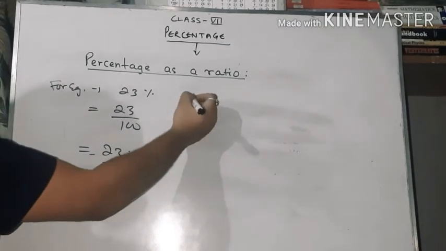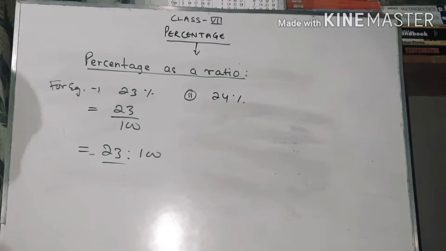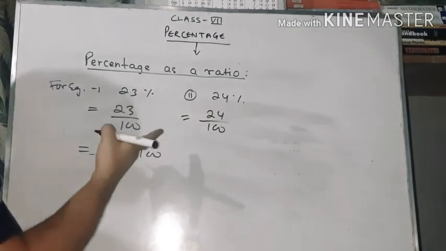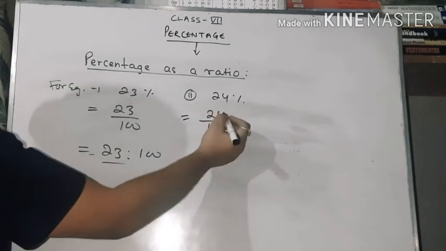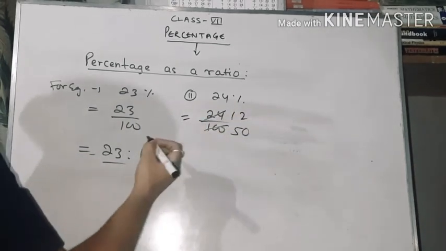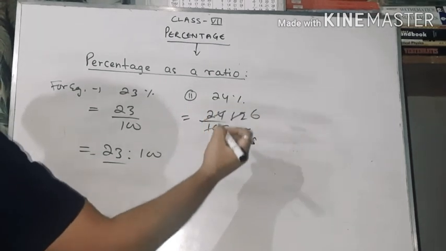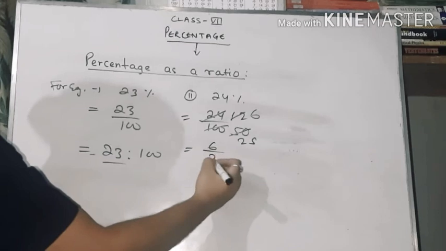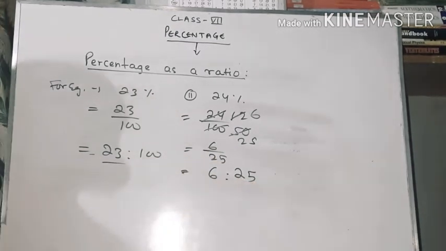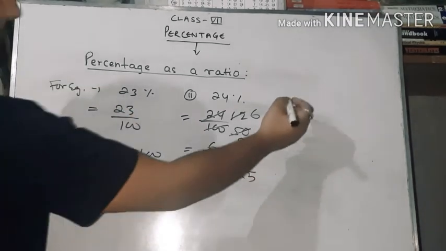Suppose, let's say, 24%. Then it means it is 24 out of 100. Here I can reduce it to the simplest form. So what can I write? 2 1s are 2, 2 2s are 4, 2 5s are 10, 0; 2 6s are 12, 2 2s are 4, 2 5s are 10, right? After that it won't go. 6 by 25, or we can write it as 6 is to 25. This is how we write percentage as a ratio.